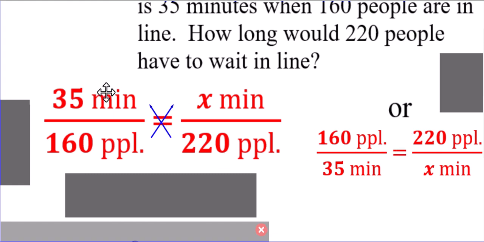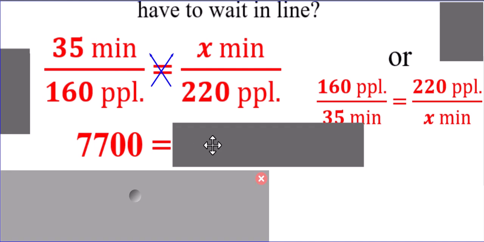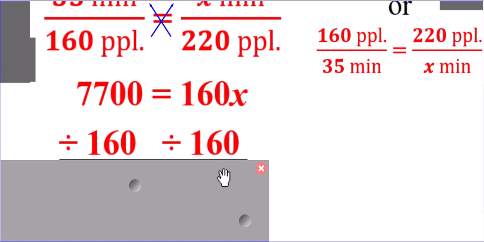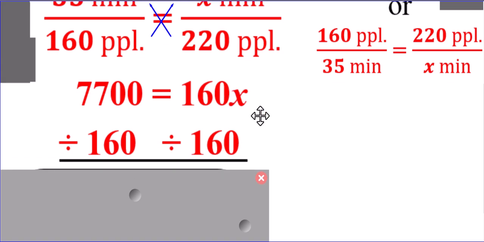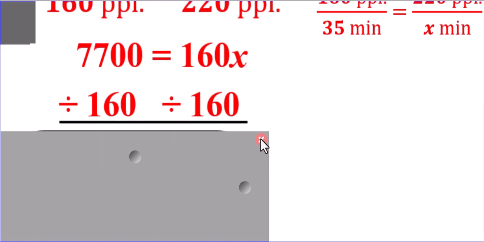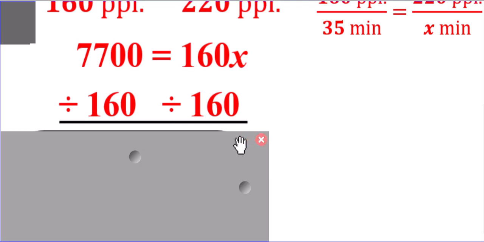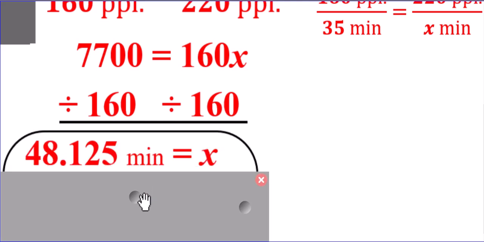Calculator time, 220 times 35 is 7,700. And I don't really care which side you put that number on. You might have put it on the other side, especially if you had to set it up this way. Honestly, won't matter in the end. 160 times x is 160x. We will divide by whatever number is multiplied to our x to get that x by itself. And we get a final answer of 48.125 minutes.